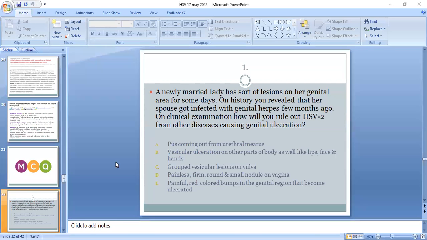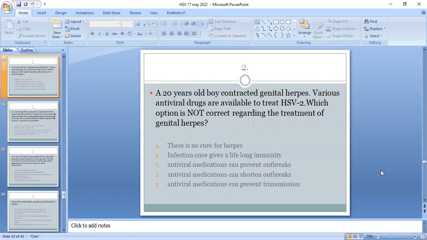C. Yes, C is the correct option, as the clinical sign of herpes simplex type 2 is the grouped vesicular lesions on the genitalia.